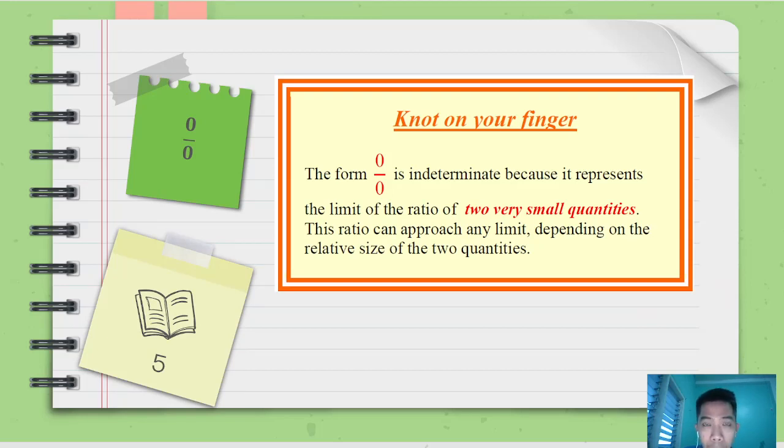The form 0 over 0 is indeterminate because it represents the limit of a ratio of two very small quantities. So this ratio can approach any limit depending on the relative size of the two quantities. So it cannot be determined because, for example, hindi natin alam kung yung 0 sa taas is malaki ba, mas malaki ba sa 0 sa baba. They approach a certain quantity that we do not know.